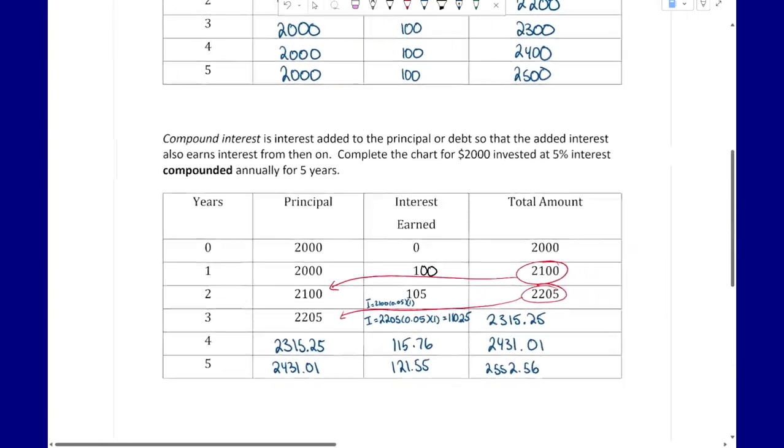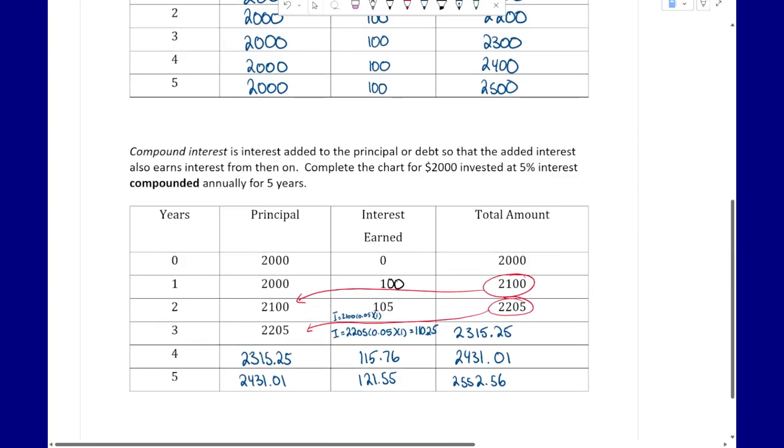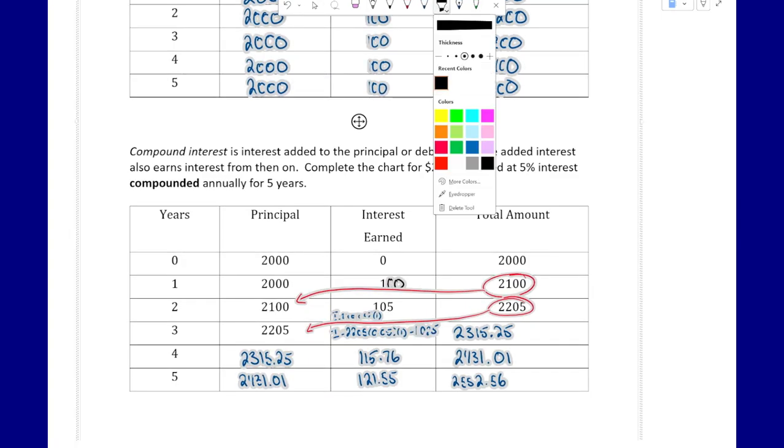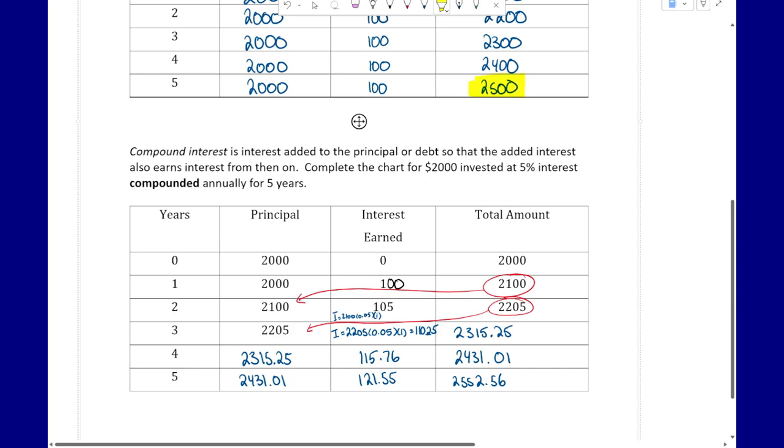And in the end, when we look at our two different amounts, right? For simple interest, we earned $2,500 after 5 years. For compound interest, we earned $2,552.56. Again, you might say, well, what's the difference? Over 5 years, that's only $52. Like, that's not that much, $10 extra a year.